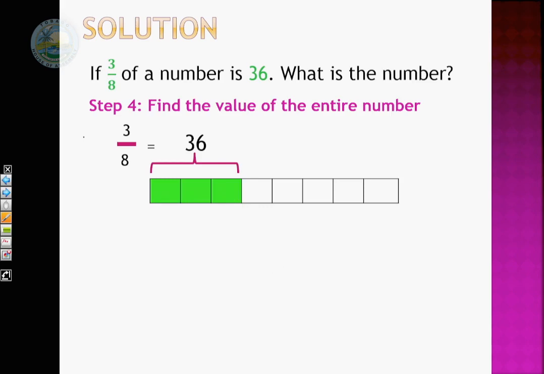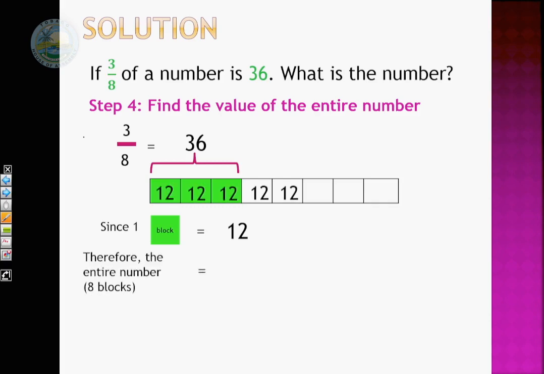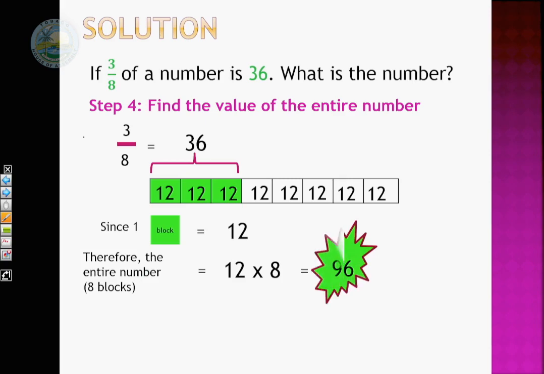So we're on step 4, which is to find the entire number. Remember, we would have found one block from before, which is 12. So since one of the blocks is 12, then we could find for the entire number. This means that each block is 12. So we have 12, 12, 12, 12, 12, 12, 12, and 12. We have 12 8 times. So you could either add 12 8 times or multiply 12 times 8, which would give you 96.